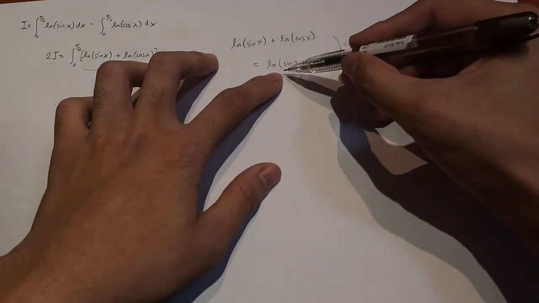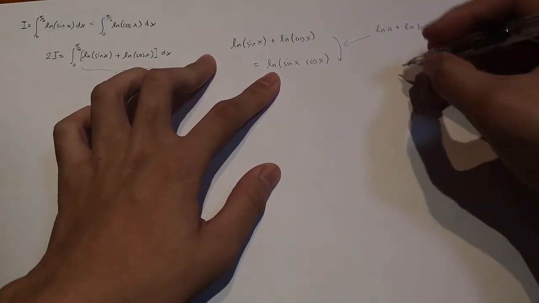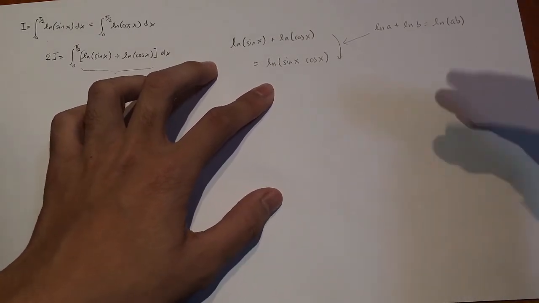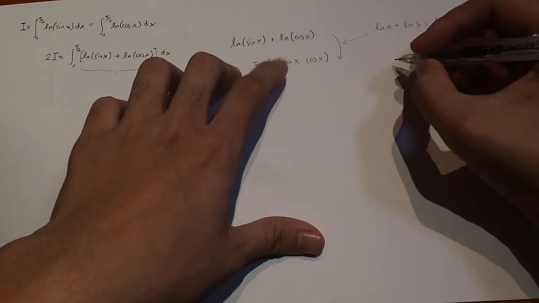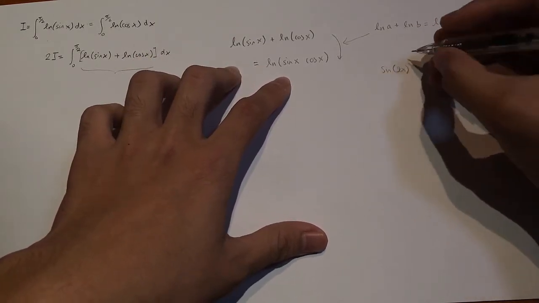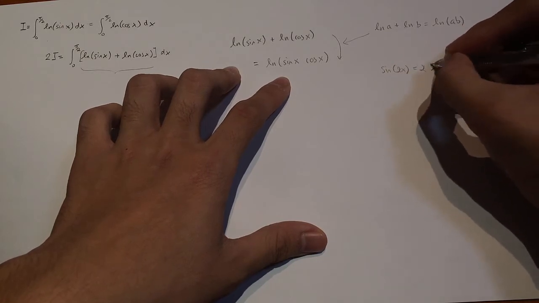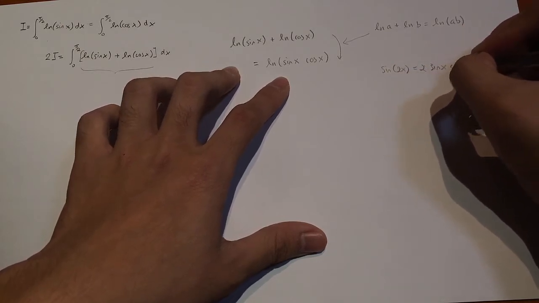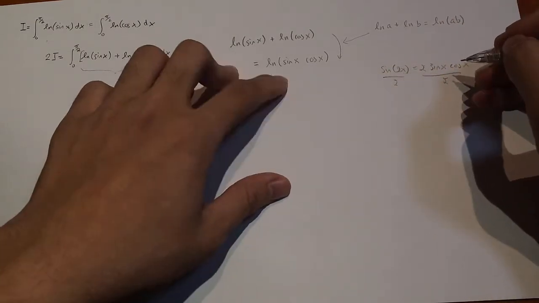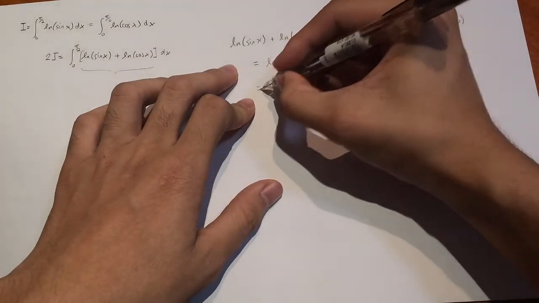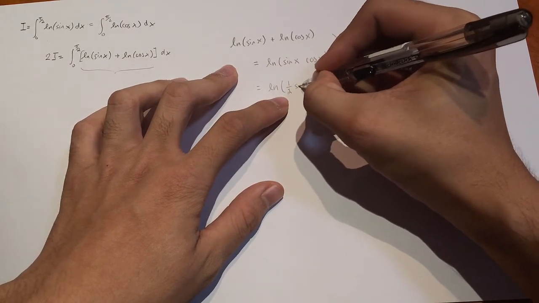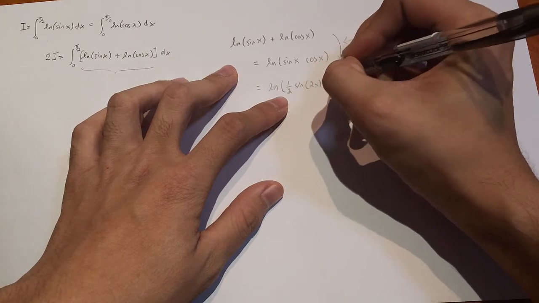Now, how can we simplify sine x multiplied by cosine x? Well, there's another trig identity. I know there's a lot of things you need to know to do this question, and I'm sorry about that. But there's this trig identity which says that sine of 2x equals 2 times sine of x times cosine of x. So I could just divide both sides by 2, and then you just get that bit. So this is equivalent to natural log of a half times sine of 2x, like that.